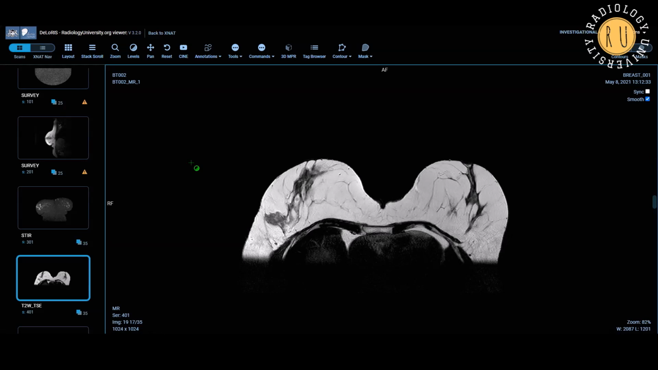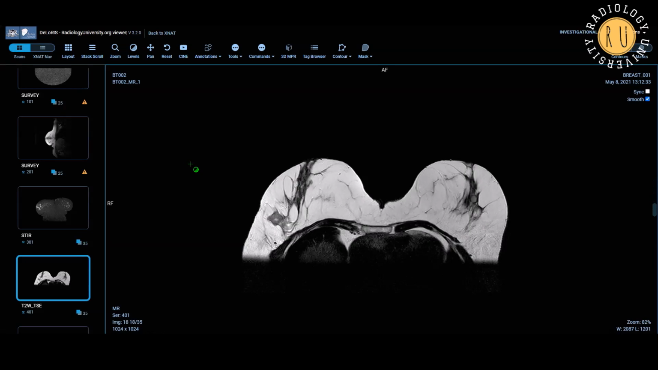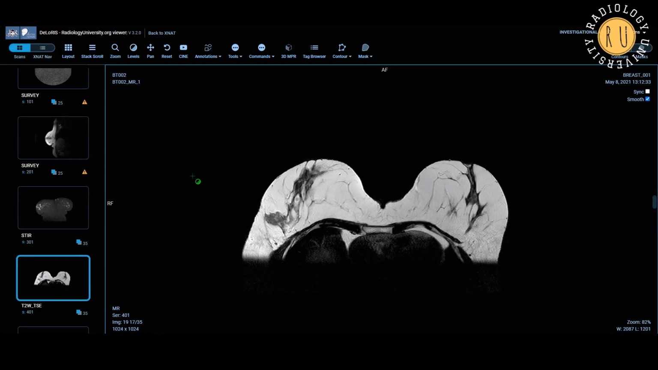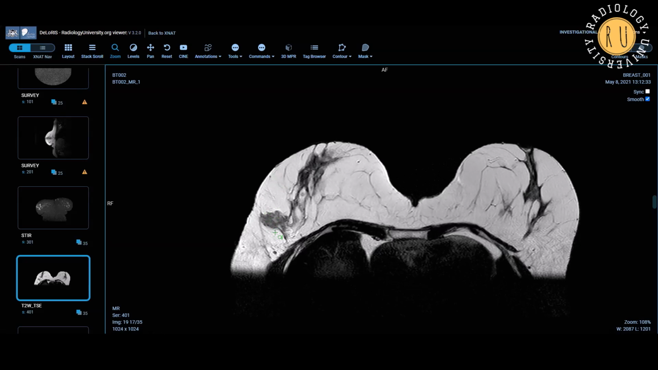I noticed on the lateral quadrant of the right breast there are T1 hypointense lesions. There are no enlarged lymph nodes. There's adjacent architectural distortion. I would also like to look at the contralateral breast to see if there is any mass or architectural distortion.